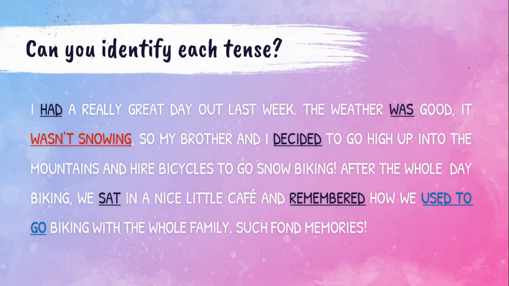So, as you can see, we have had, was, decided, sat, and remembered in the simple past. Wasn't snowing is in the past continuous. And by saying that we used to go biking with the whole family, we're saying that we no longer go biking with the whole family, maybe alone, but not all together.